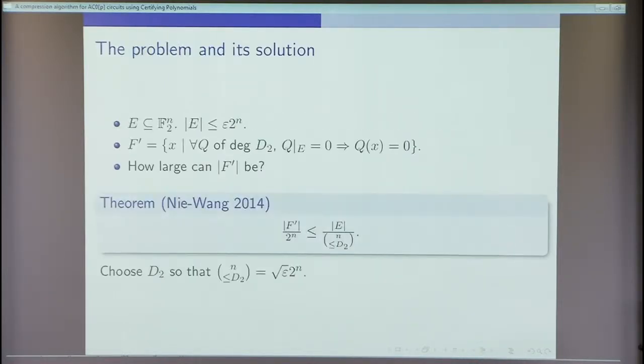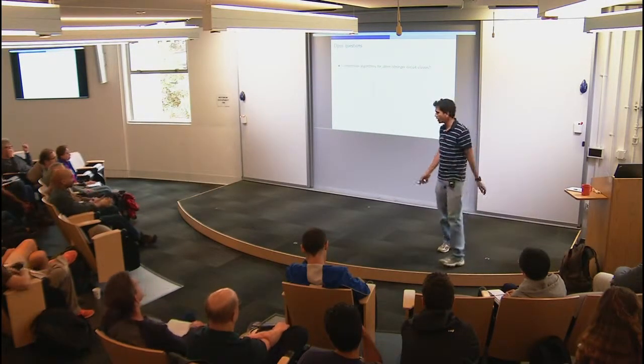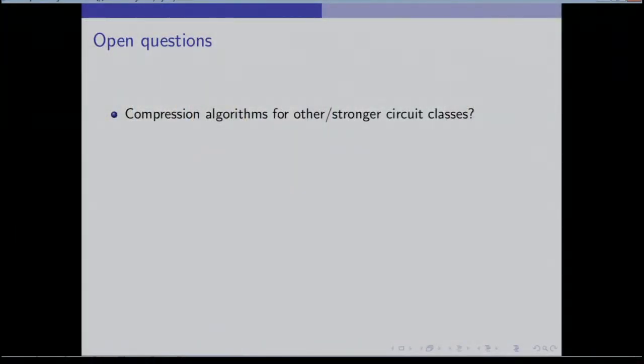So let me just summarize with a small list of open questions. The compression algorithms that we have given here are interesting, but so far they are in line with the circuit lower bounds that we already have. So can you come up with compression algorithms for other or stronger circuit classes? For example, even reproducing Ryan's result for ECC0 with compression algorithms would be very interesting.